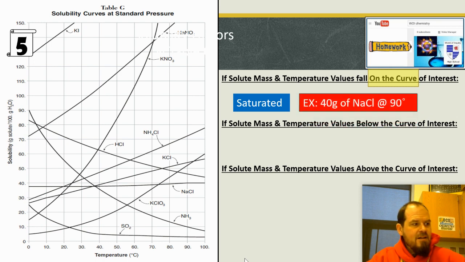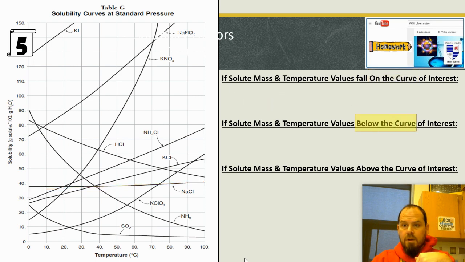40 grams of NaCl at 90 degrees. So the first thing I'm going to do is find NaCl on this chart, and it's that line. It doesn't match perfect my yellow line, but I'm trying to just cue you in on that line. Now I'm going to do 40 grams at 90 degrees. So highlight 40 grams, highlight 90 degrees. Where do they cross? Boom. Oh, look, that's on the line. On the curve, saturated. Got it?